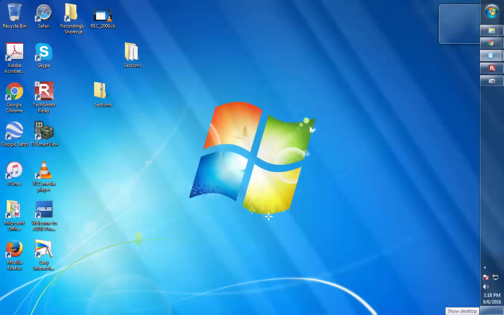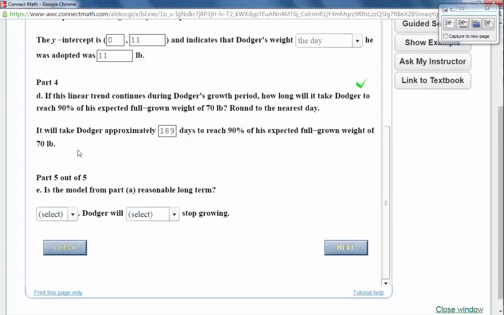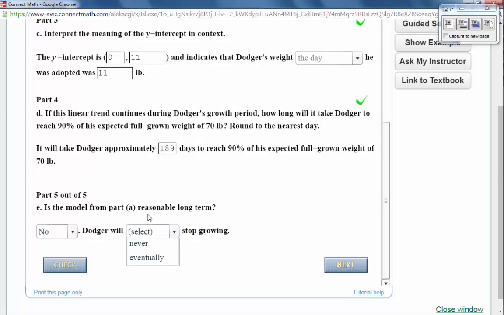So that's what it's asking. Always keep your logic on the side when you're doing any modeling. Is the model reasonable for the long term? No, because that line is going to infinity. No, it's not. Dodger will eventually stop growing, right?